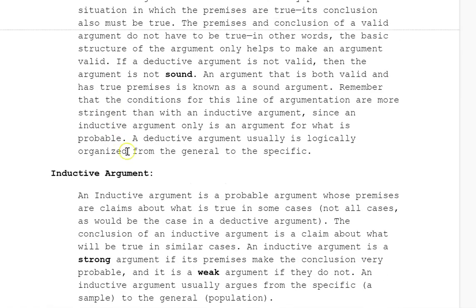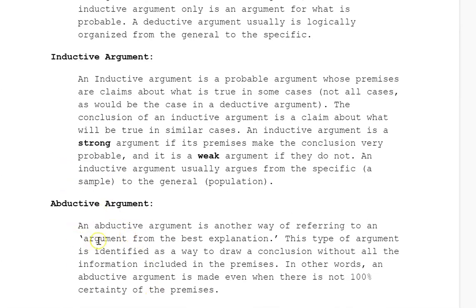And so remember that a deductive argument is always, it needs to be always the case. An inductive argument is probably the case. An abductive argument is an argument whereby we don't have all the information, but we're still drawing a conclusion. Okay.